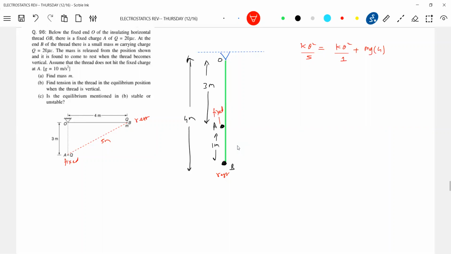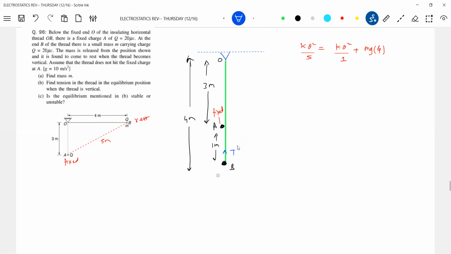Shall we make the problem very simple? Not h, it is 4. So with this, we can solve for m. We'll get the answer for m. Next, find the tension in the thread in the equilibrium position when the thread is vertical.